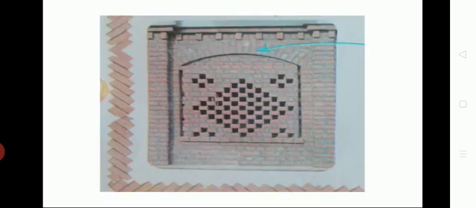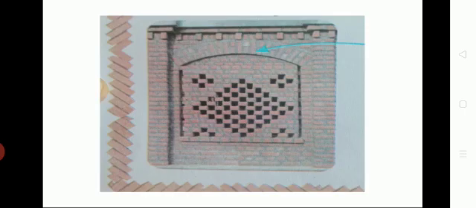And next, did you see an arch in this photo? I marked it here. Did you see the arch? Where else have you seen an arch? Note down in your note where else you have seen an arch.